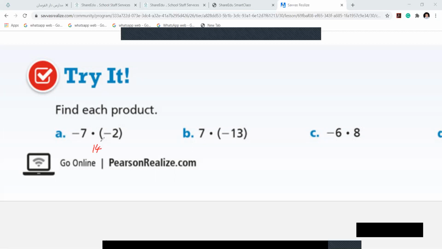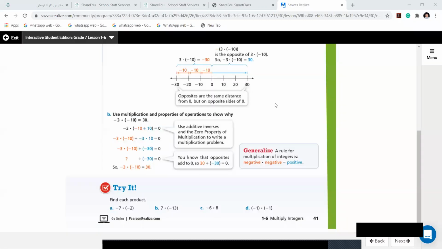Now, minus and minus, what is it? When I say minus, minus, is it positive or negative? Positive. Simple. Your answer is positive 14. Even if you don't write positive, if you just write 14, that is understood. Don't take the sign of the bigger number. In multiplication, we will not take the sign of the bigger number. Did you understand this, girls?